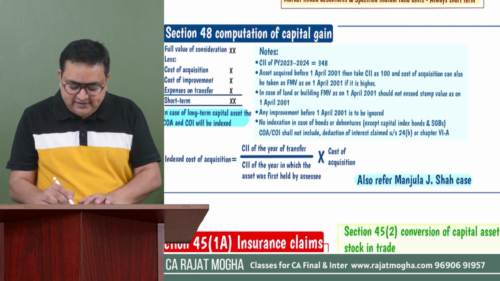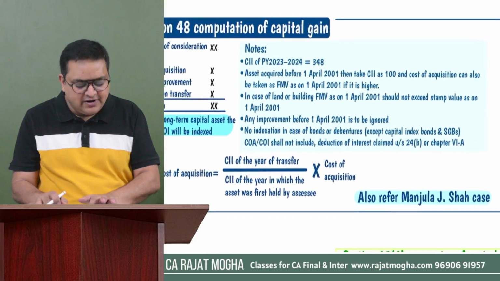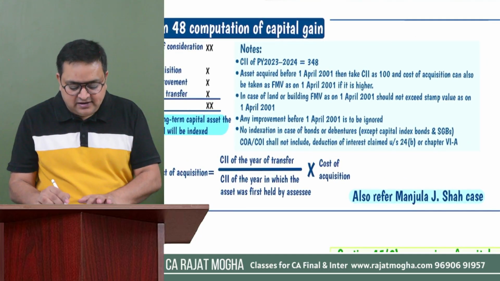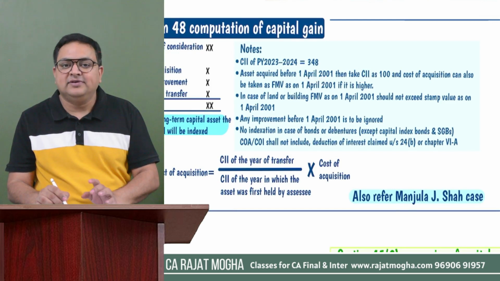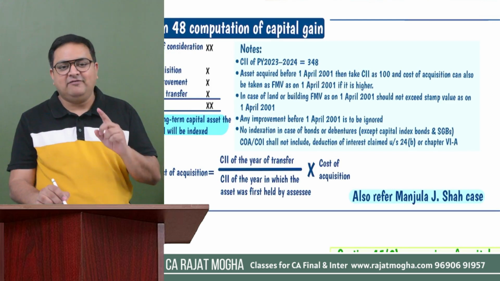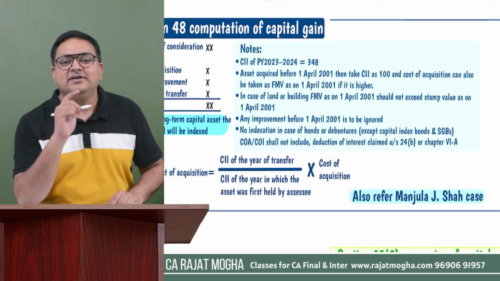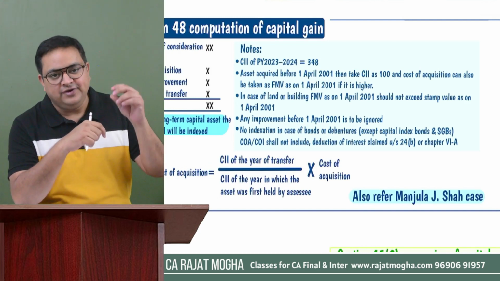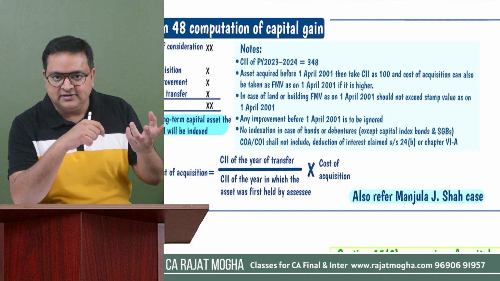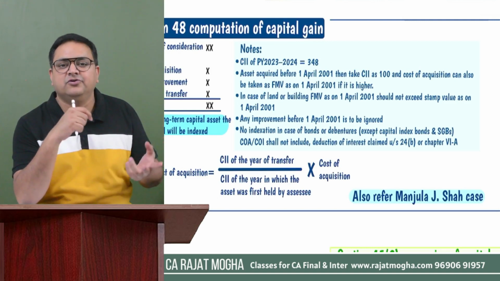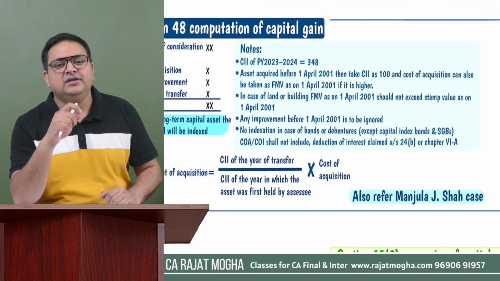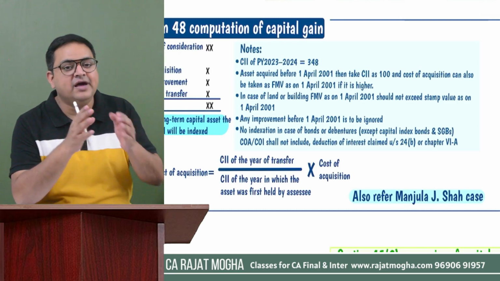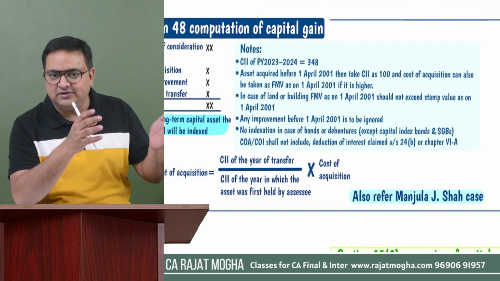Okay. And CI of the previous year is 348. You don't have to learn this. CI starts from 1st April 2001. From 2001-02, we have the CI of 100. So if any asset is acquired before 1/4/2001, and we are doing indexing of that particular cost of acquisition or cost of improvement, we have to take 100 in the numerator because we don't have CI before 1/4/2001, right?